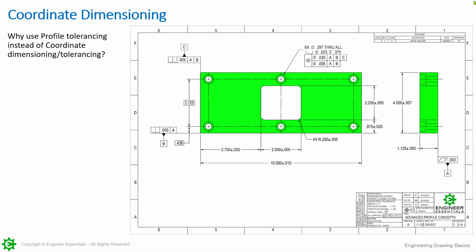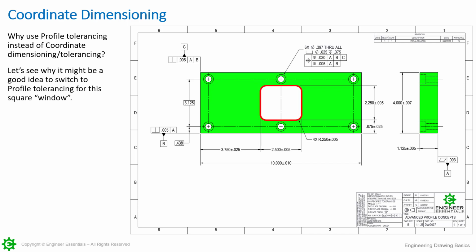Okay, let's take a look at this example drawing. On this one, I have coordinate dimensioning applied, and we're going to focus in on the window here in the center of this part. I'm going to highlight these in red, but on this window, it's the only feature that we're going to look at for this example. There are other details on this drawing that we could address with this approach as well, but I'm just going to look at this window here.